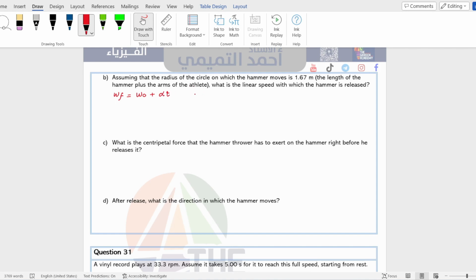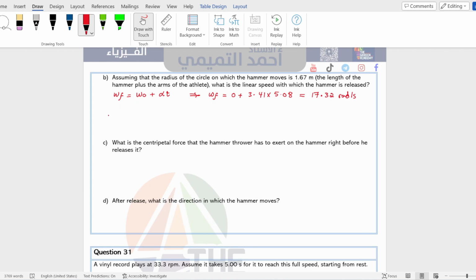Now we plug in the values. Omega final in this case is equal to omega naught, which is 0, plus alpha, which we found to be 3.41, multiplied by the time, which is 5.08. And the answer of this is 17.32 radians per second.